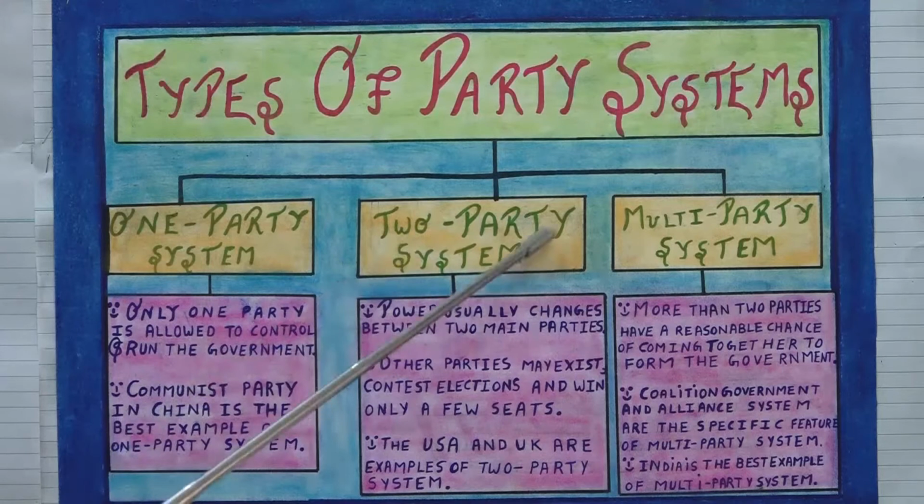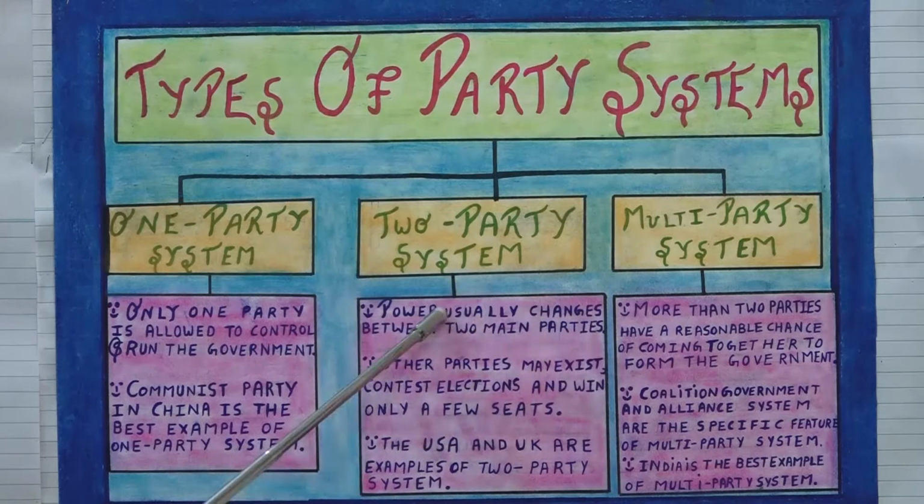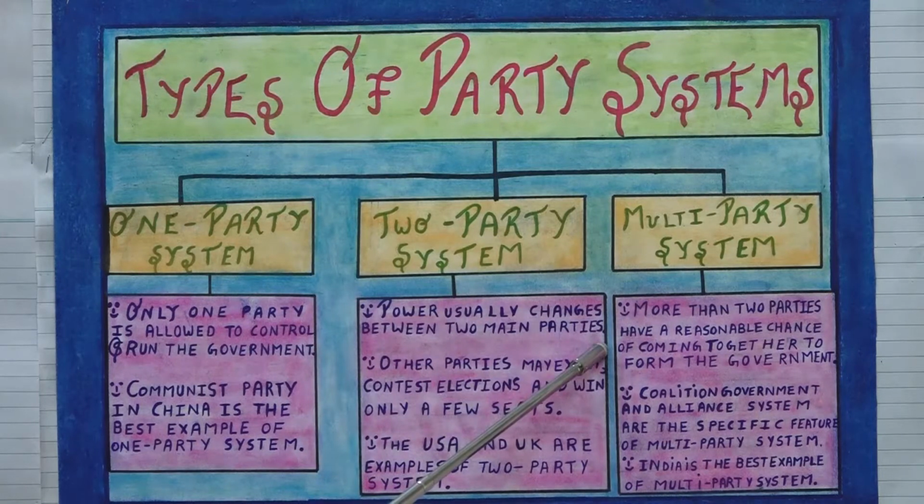Then next, two-party system. In this, power usually changes between two main parties. Other parties may exist, contest election and win only a few seats. USA and UK are the best examples of two-party system.